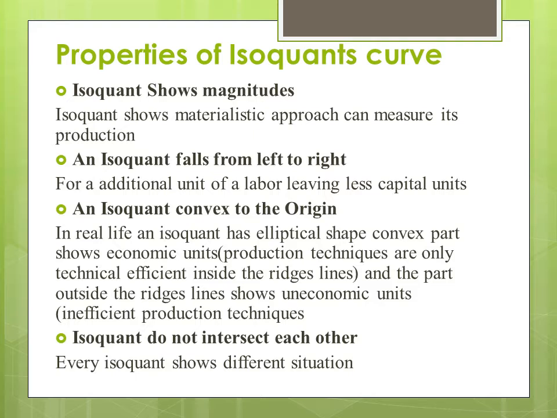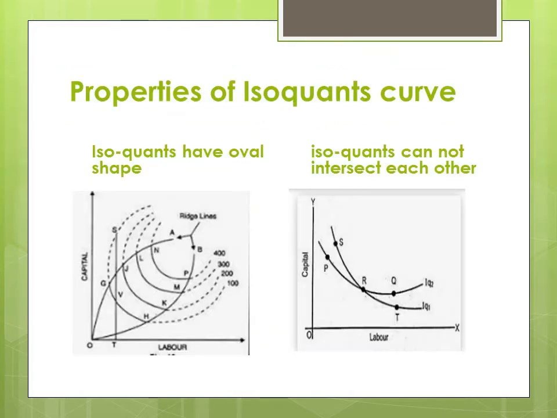Isoquants have an oval shape, and isoquants don't intersect each other. So every isoquant shows a different situation. In order to explain this diagram, you can see that isoquants have an oval shape. This diagram shows the economic and uneconomic regions.